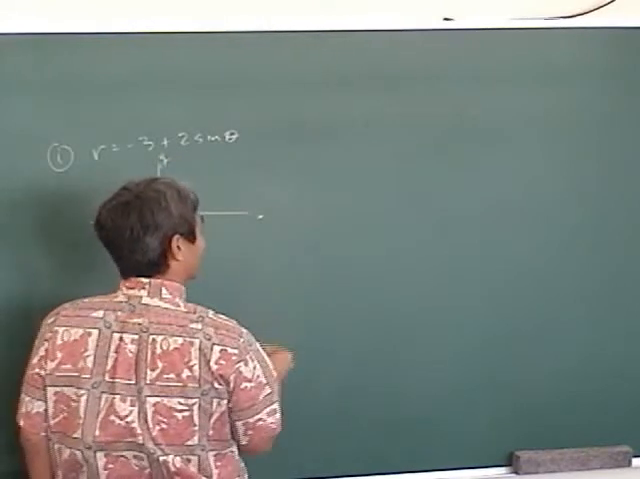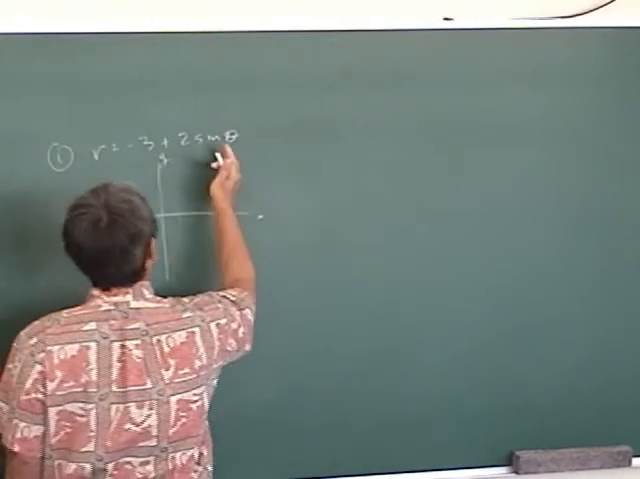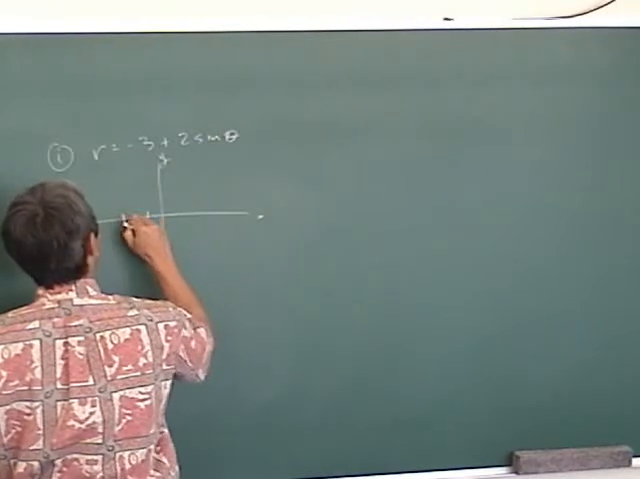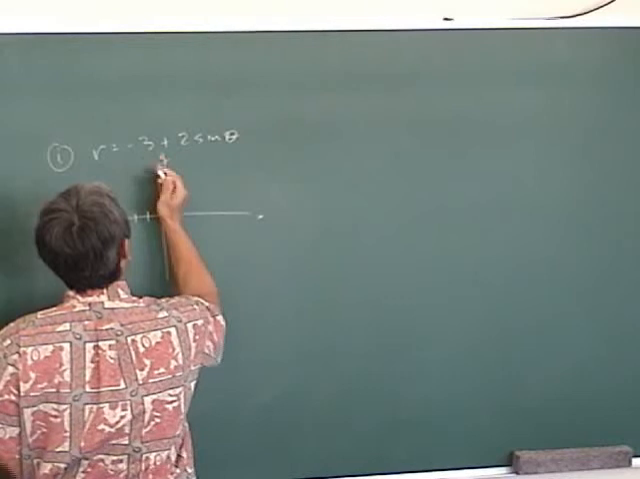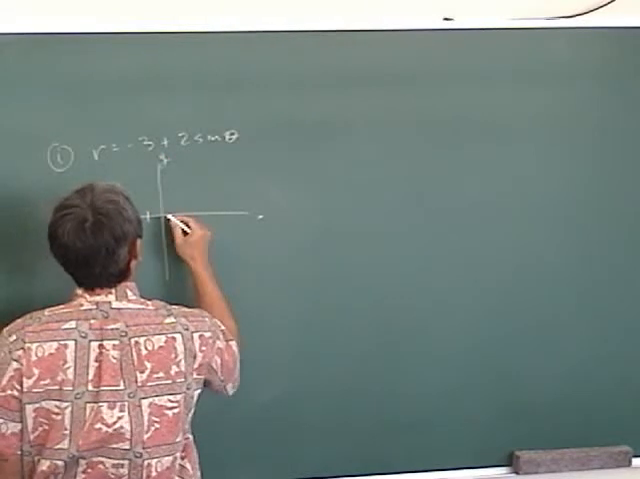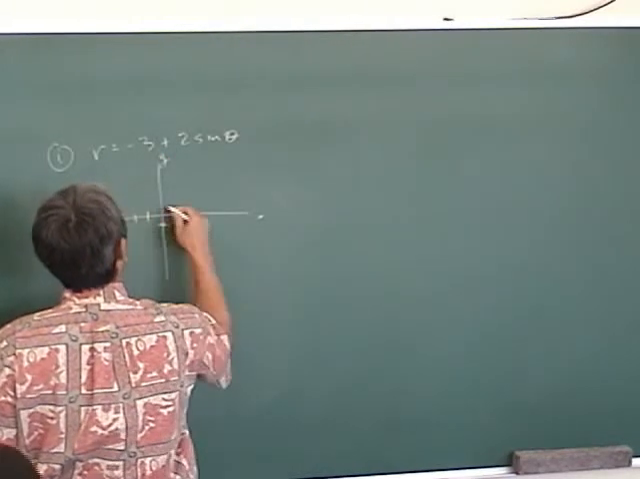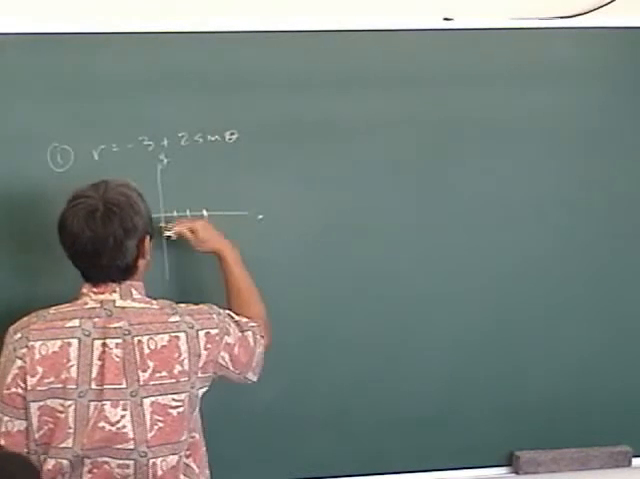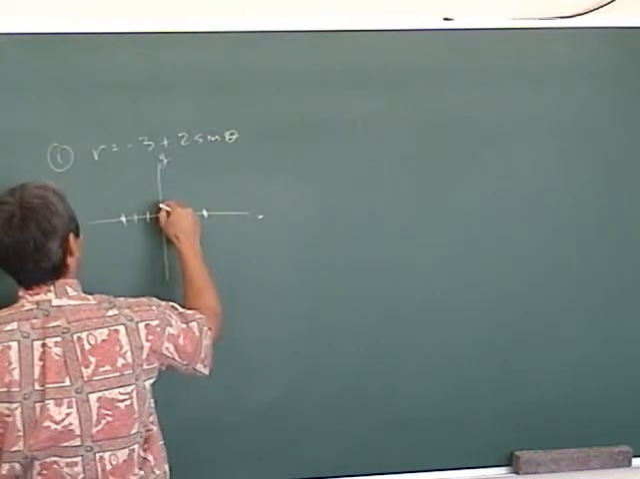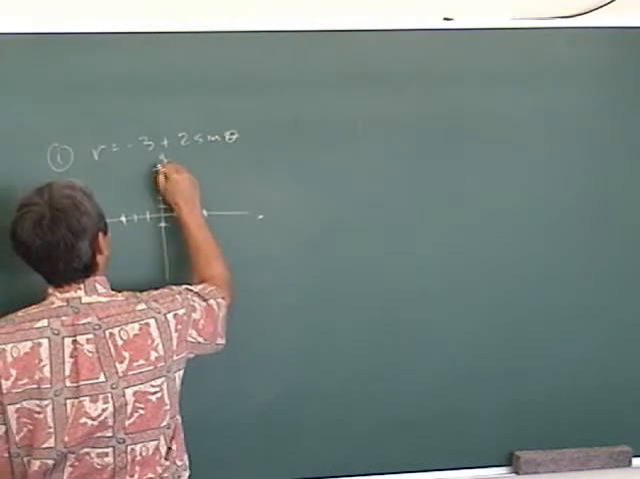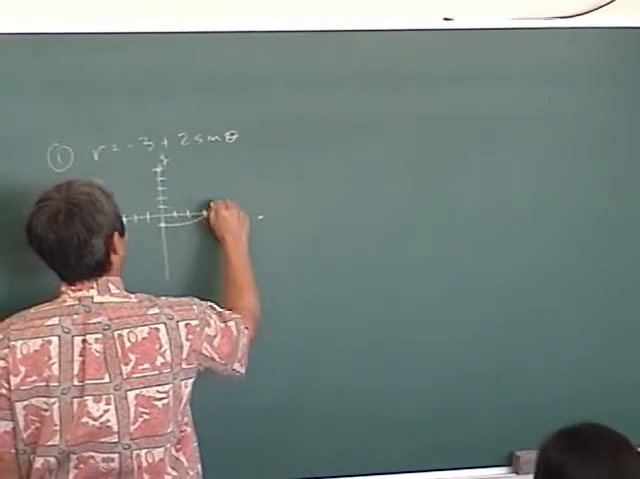You just plug in the four quadrantal angles. If you plug in 0, you get negative 3. If you plug in pi over 2, you get negative 1. If you plug in pi, you get negative 3. You have to go on the opposite side now. And if you plug in 3 pi over 2, you get negative 5. 1, 2, 3, 4, 5. And so it is the limaçon.